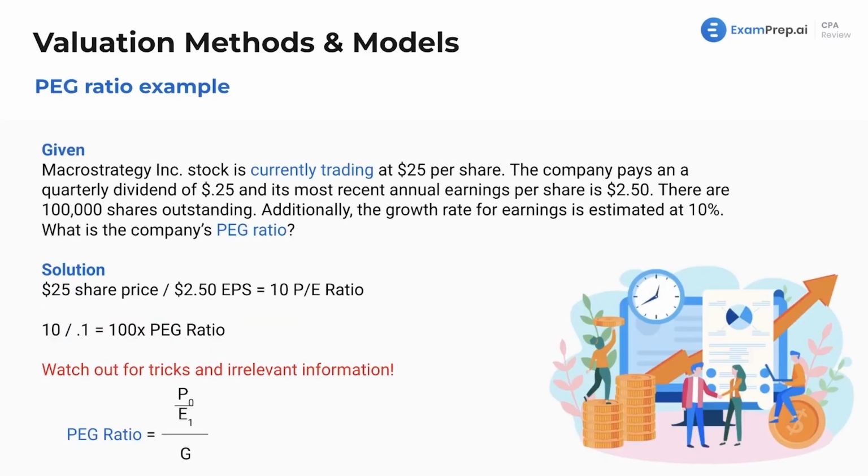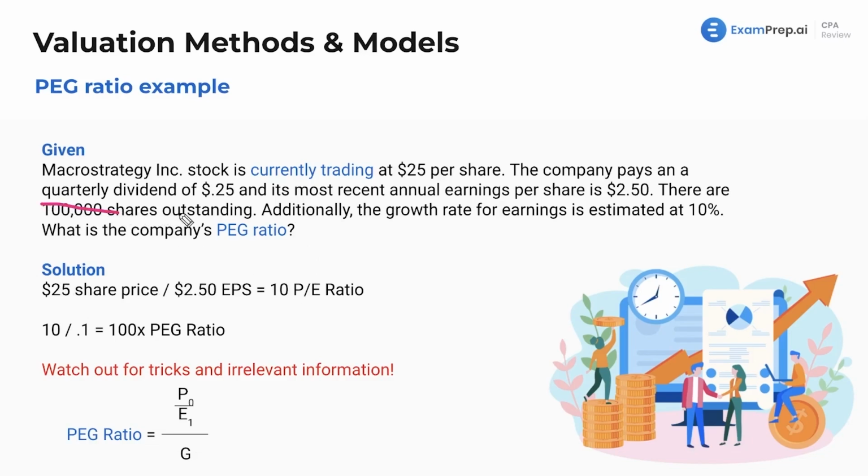Whoa, same information except a little bit more added to it. What is the PEG ratio? First, I would write it out. And same information so far for the PE ratio. So the PE ratio is still 10 from the previous question. We have even more irrelevant information.